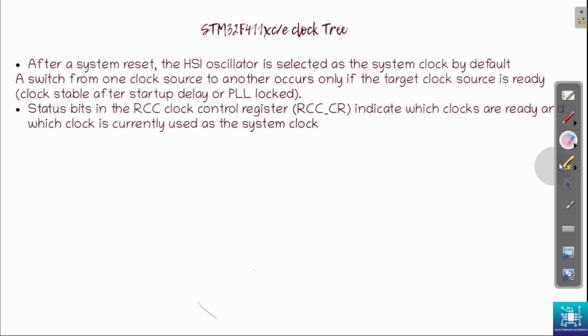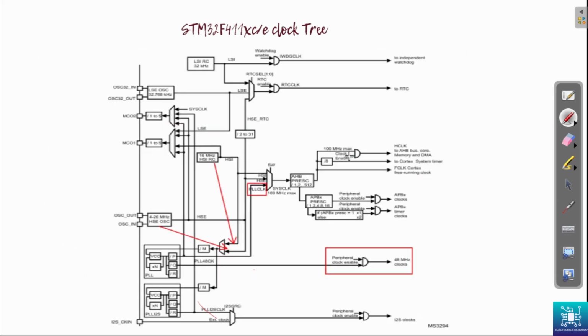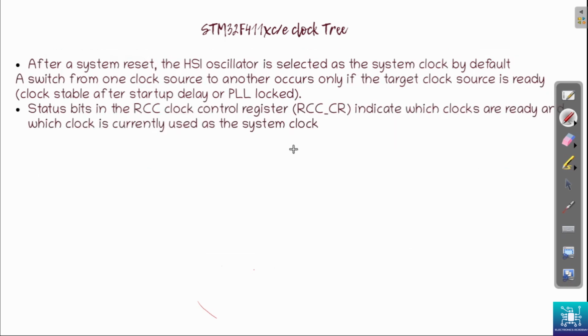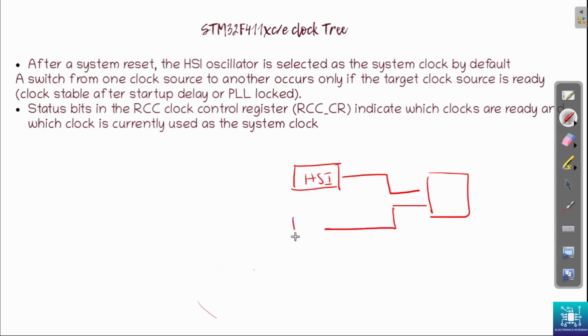So going forward, after a system reset, the HSI oscillator is selected as a system clock by default. A switch from one clock source to another occurs only if the target clock source is ready: clock stable after startup delay, or PLL is locked. Like we discussed a little while ago, we are using the HSI clock signal as default. Say this is the HSI clock, supplying clock to the controller or the internal components, and this is the PLL that we have to switch to.